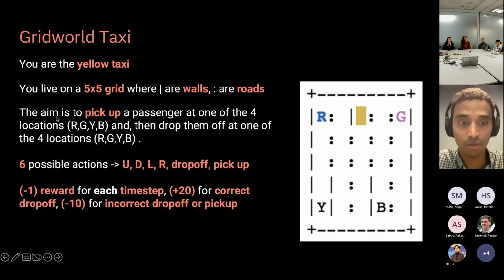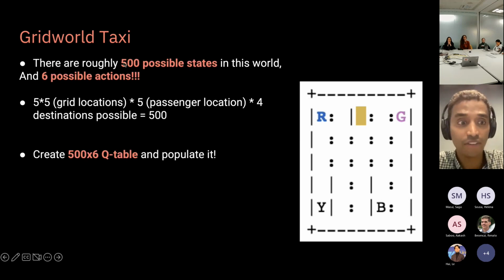So for this very simple scenario, we have roughly 500 possible states and six possible actions. The actions are clear, there are six of them, but the states are really very big, because you could be at any of these 5x5 grid locations, the passenger could be at any of five locations, and you have four possible destinations. So your table is going to be a 500 times six Q table.